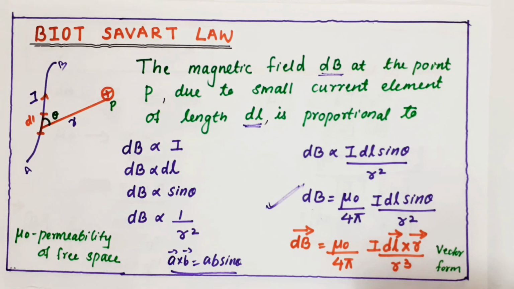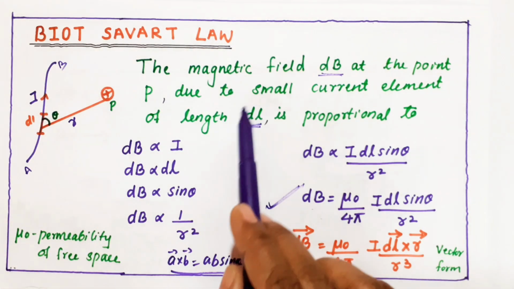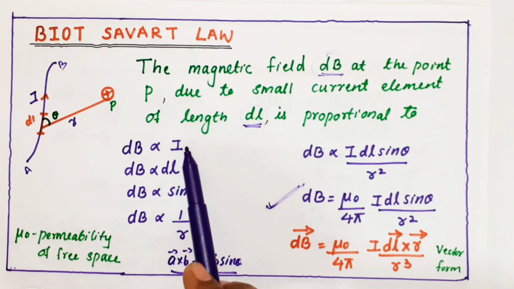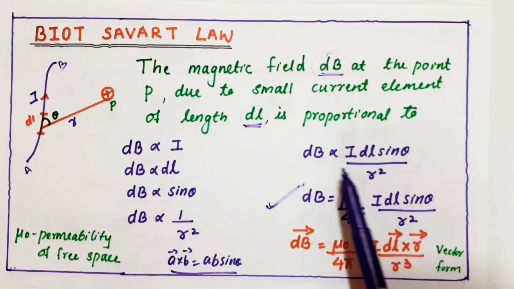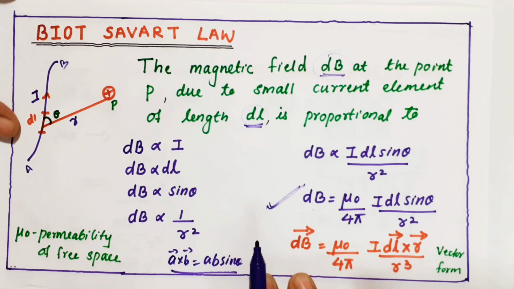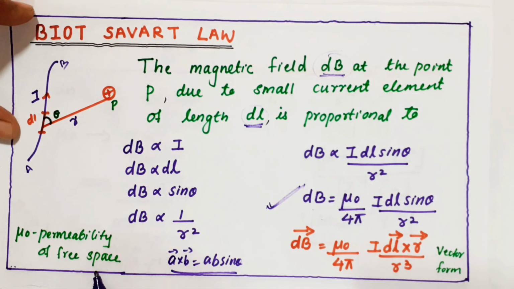So in short, what all things you have to remember: Biot-Savart law means magnetic field due to a current element of length dl, and that is nothing but dB. dB is proportional to I dl sin theta, and it is inversely proportional to r square. So that is dB proportional to I dl sin theta by r square. Removing proportionality, keeping a constant, that is mu naught by 4 pi I dl sin theta by r square. And mu naught is called permeability of free space.